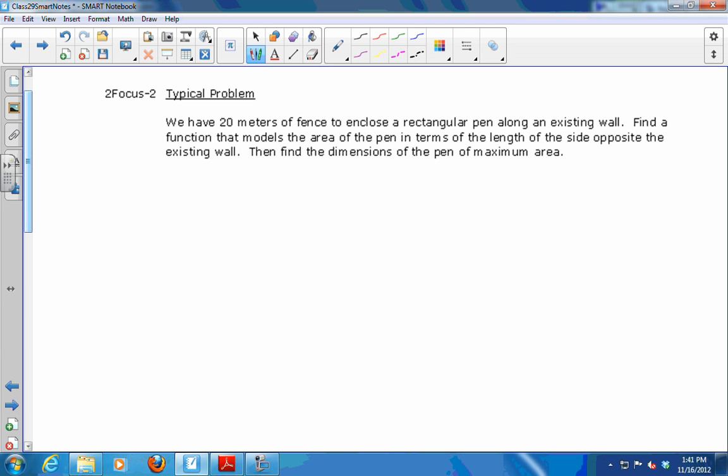So I'm just going to start by drawing a picture of what they're describing. So we have an existing wall. I'm drawing it in red because I'm imagining that it's brick. And then I'm going to build a fence along this thing. So one side of the pen that I'm building is going to be the wall. And I'm going to use fencing to build the other three sides. So it's like this.